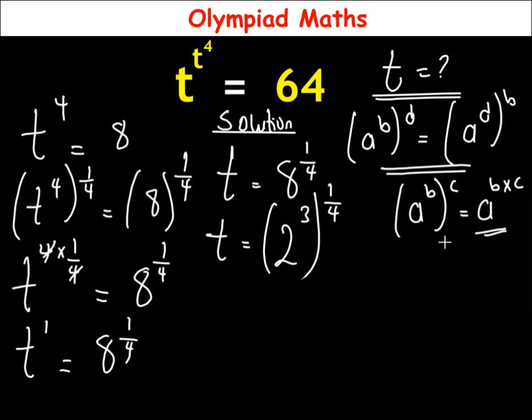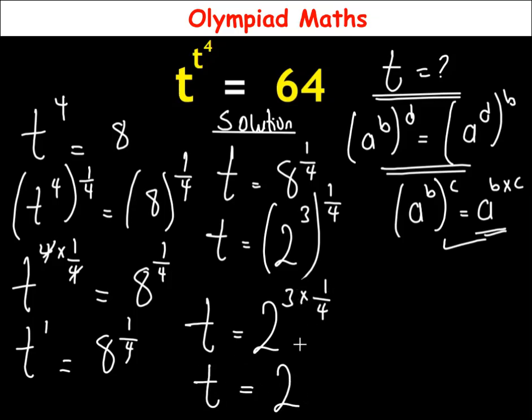Applying the same rule to this, power 3 will multiply power 1 over 4. We have that t is then equal to 2 raised to power 3 times 1 over 4, and t is then equal to 2 raised to power 3 times 1 is 3, over 4. And this is the final value for t.